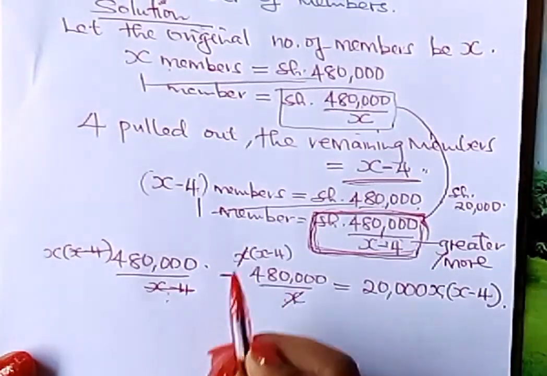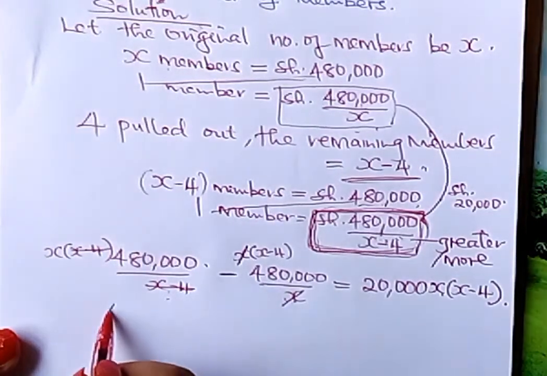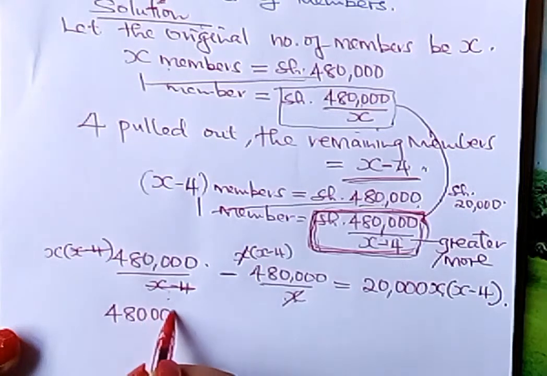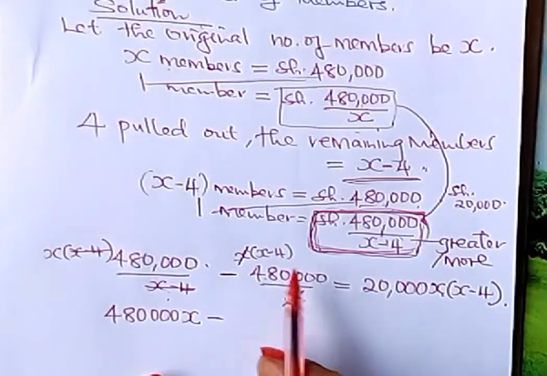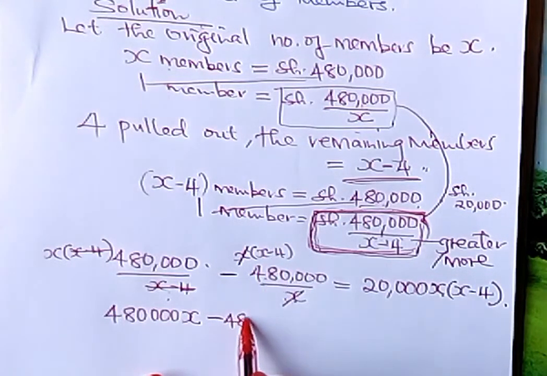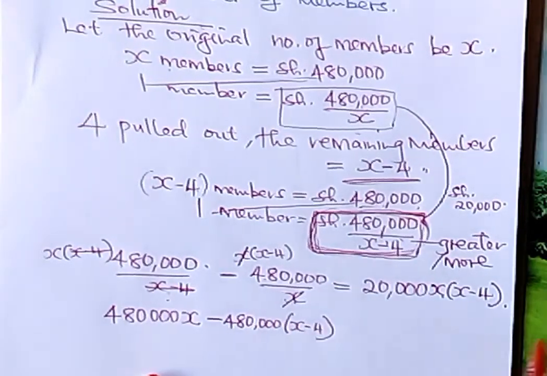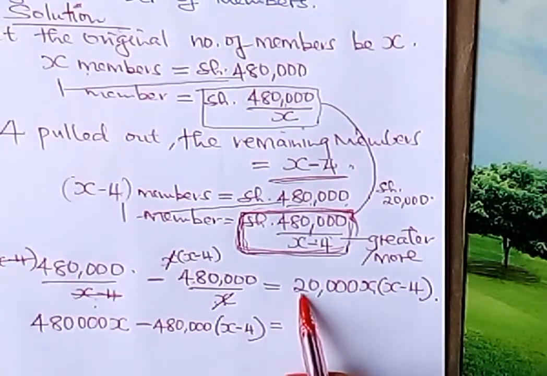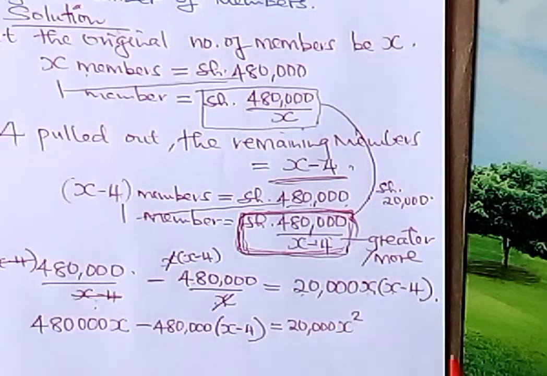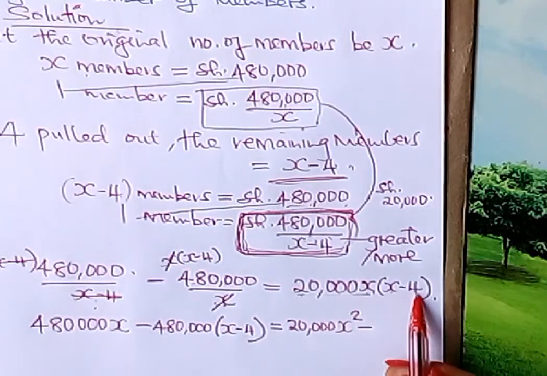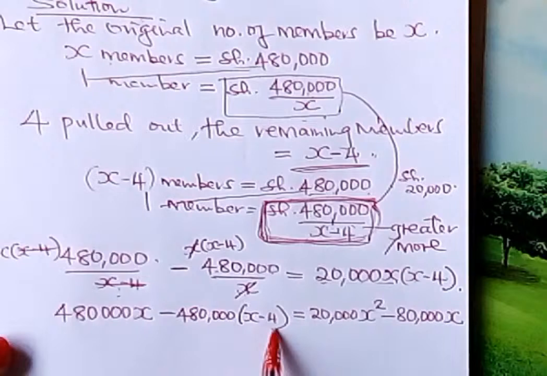Here, x and x will cancel out, and then we multiply. 480,000 times x gives you 480,000 x. Minus what? 480,000 multiplied by x minus 4, maybe you can write it here so that we don't make a mistake. 480,000 multiplied by x minus 4 is equal to 20,000 x times x gives you 20,000 x squared. Minus what? This times 4 gives you 80,000 x.